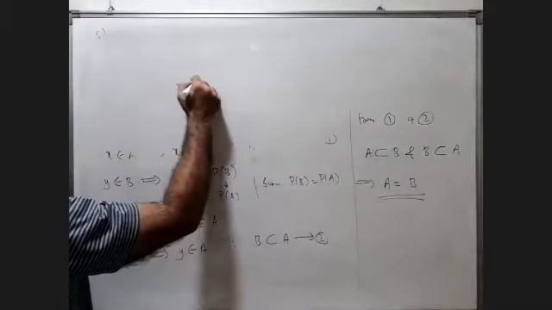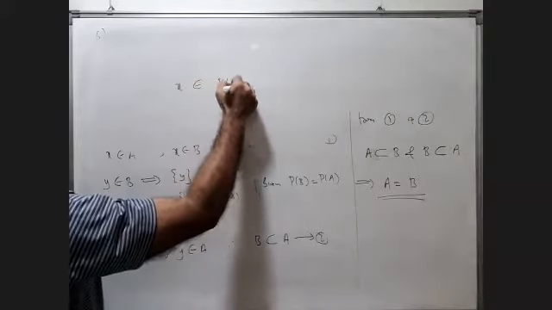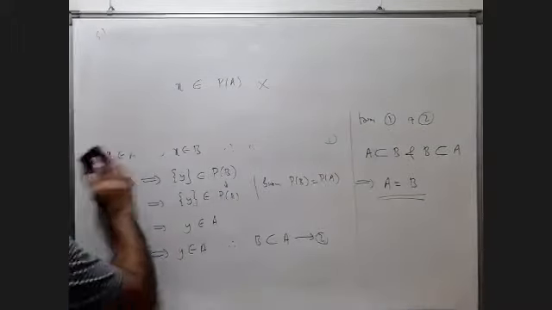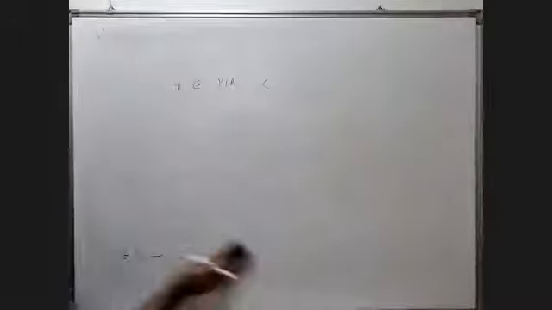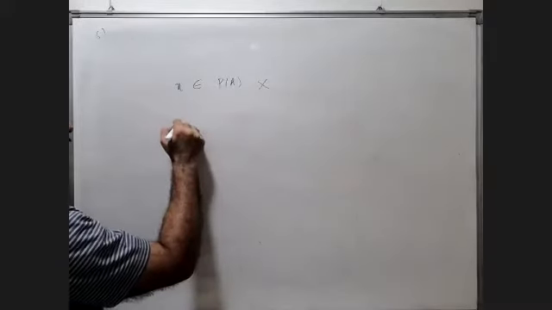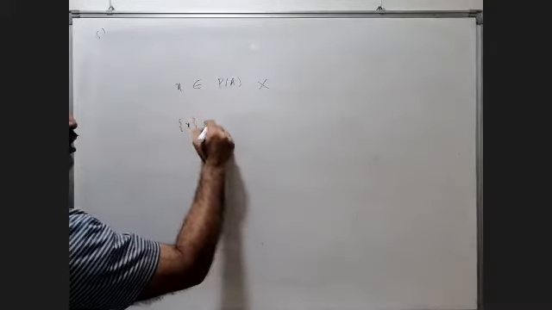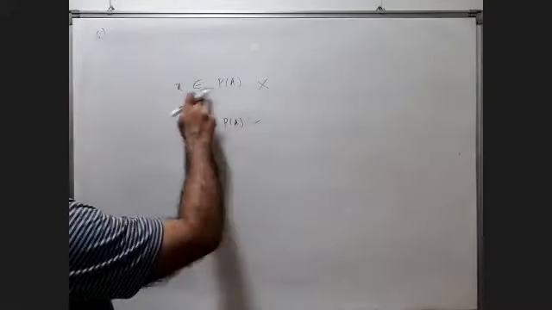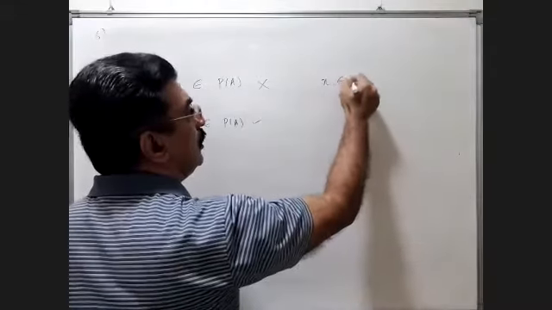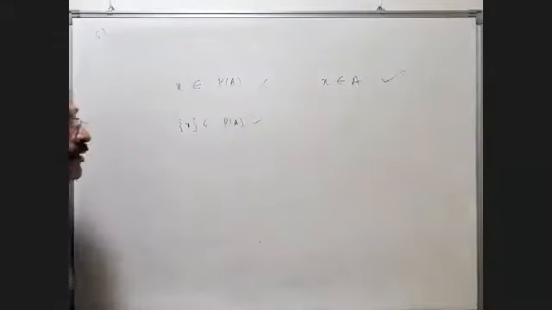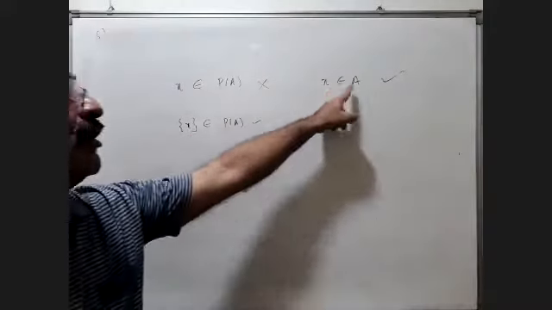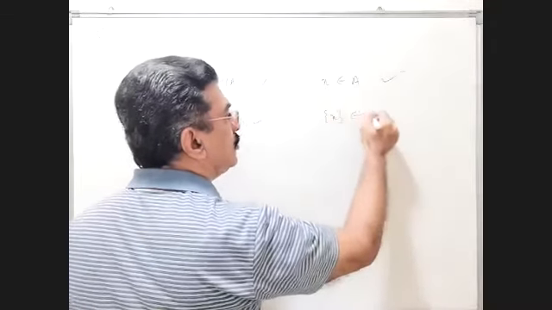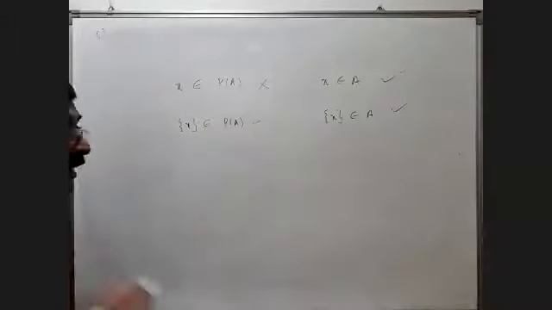See, X belongs to power set of A is completely wrong. The correct thing is set X belongs to power set of A. This is correct. X belongs to A is correct. X belongs to power set of A is wrong. But see that set X belongs to, this is also true. We set an example.